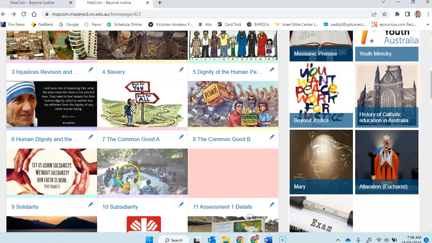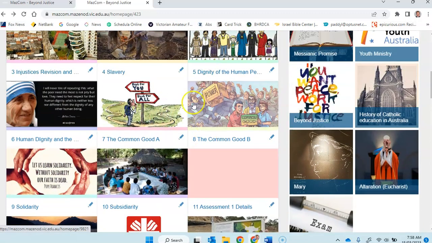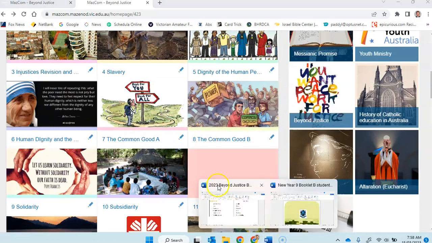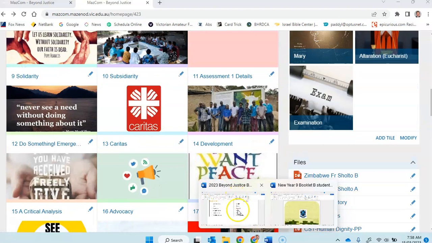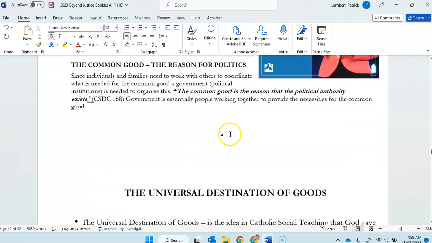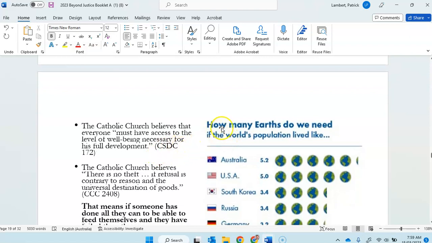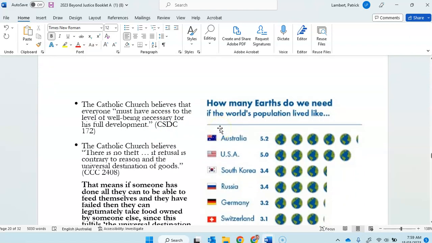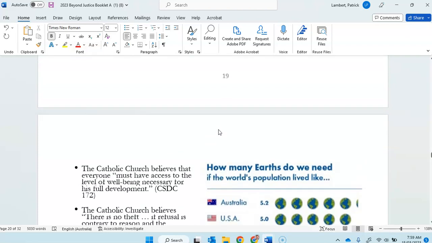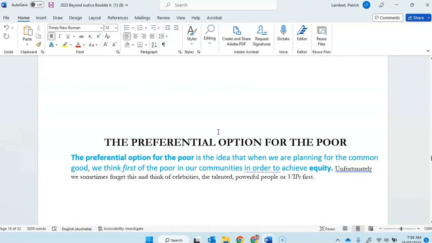Now, we're working our way through the folders. The one that we've had a look at is the common good. If you need to go back and revise that, do so, because we're going to be taking that up. Go back and have a look at these links in the common good, talking about how, as each person is made in the image and likeness of God, each person is entitled to a share of the planet or God's creation. We've spoken about what that means, and it's called the preferential option for the poor.